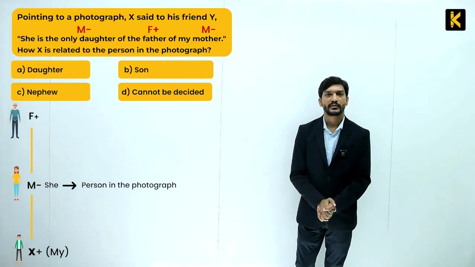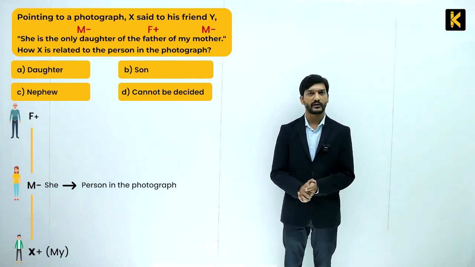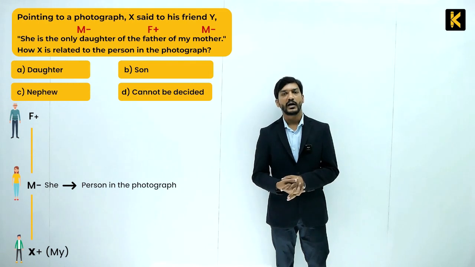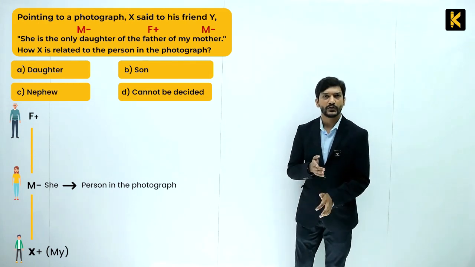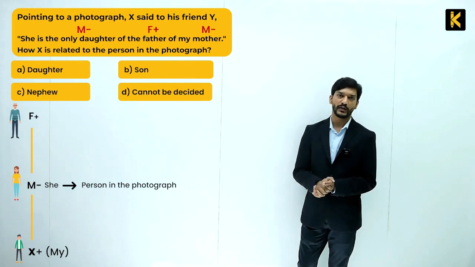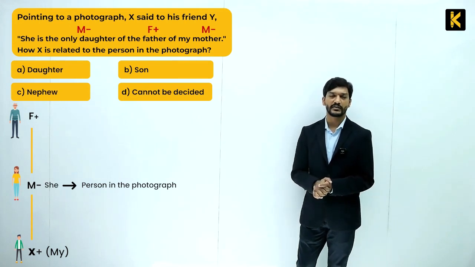Okay, perfect. So the complete statement is done. Now please find the missing relation, in case there is any, and answer the question. So the question is, how is X related to the person in the photograph? So X and the person in the photograph means M minus.